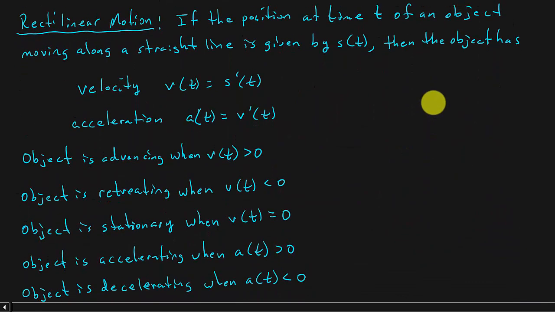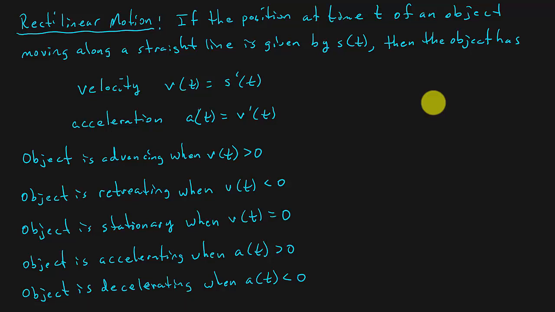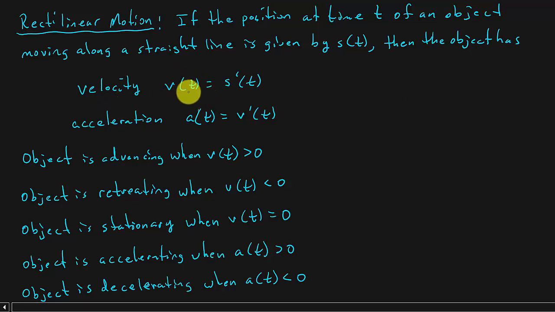All right, so now let's get to this right here. It says rectilinear motion. If the position at time t of an object moving along a straight line is given by s of t, okay, so that's the position of the object given by a function s of t, then the object has velocity v of t, which is the derivative of the position s of t. Acceleration is the derivative of the velocity.